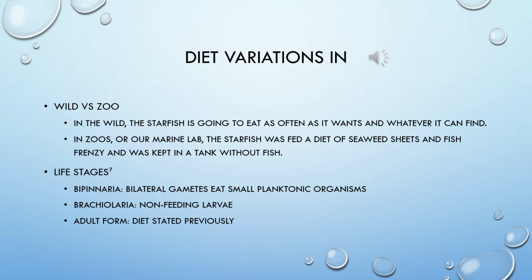so it didn't have an option for any food enrichment to eat any fish or anything. There's also some slight variations in the life stages, mainly in the bipinnaria. That stage, they're going to eat small planktonic organisms that they can find, and then the brachiolaria is actually not going to feed at all until it transitions into that adult form.